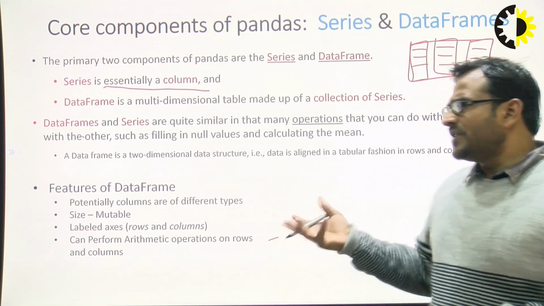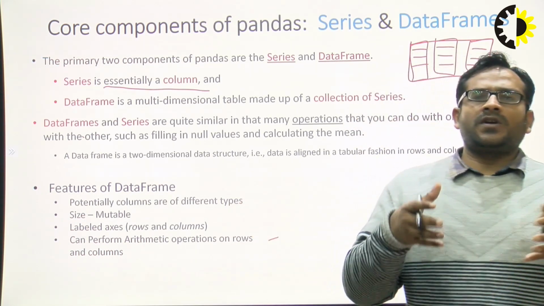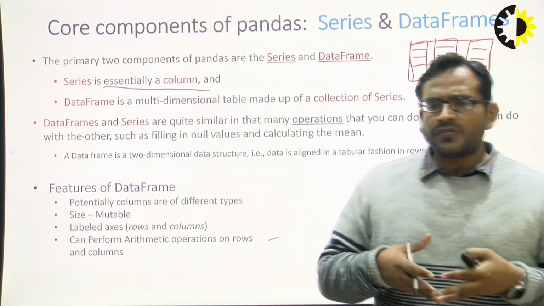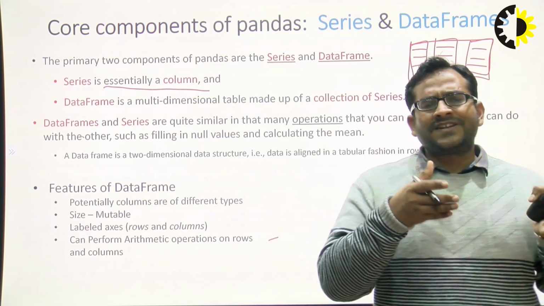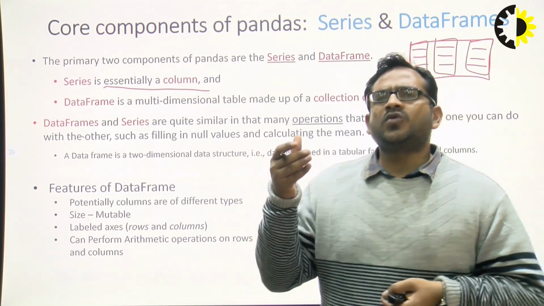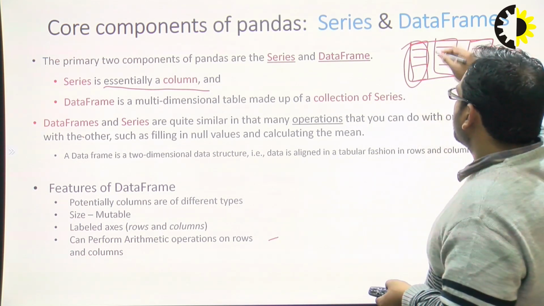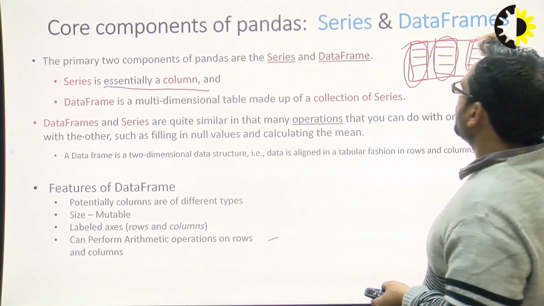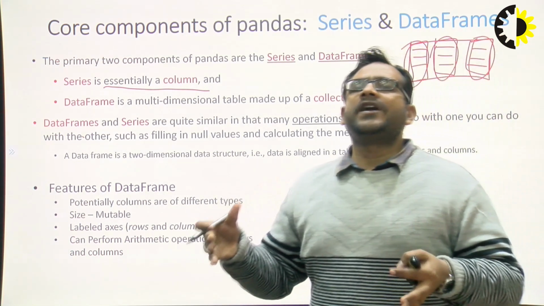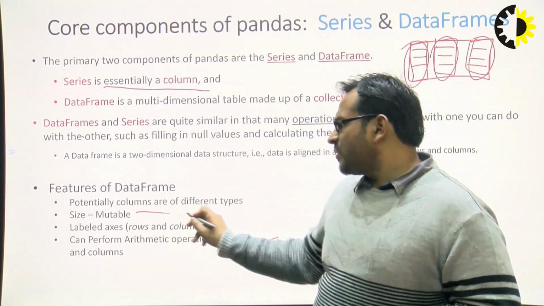Okay, what are the features of a data frame? Potentially, columns are of different types. If I talk about a data set, a data set can have multiple columns with multiple types of data. Suppose this one has integer type data, this one has string type data, and this one has float type data. So data of multiple data types can be collected into a single data frame. Okay, and the size is mutable.